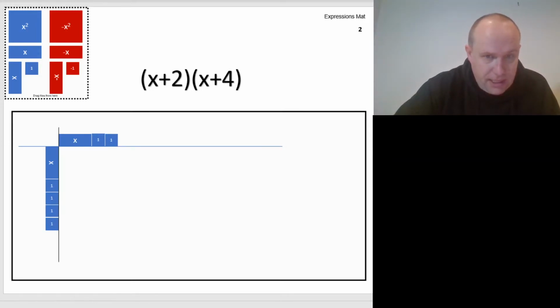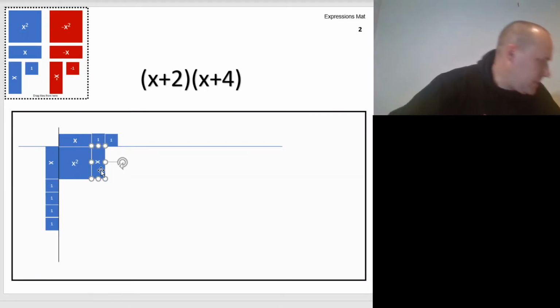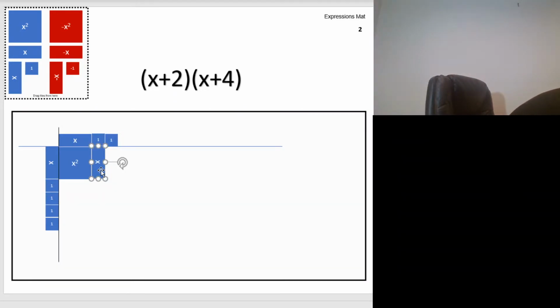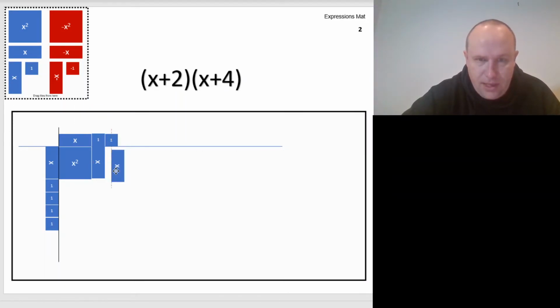Now, as I move on to my second question, x plus 2 times x plus 4, I've got my x at the top here, and I've got my 2 little 1s. Down the side here, I've got my x, and I've got my 4 little 1s. And then I'm going to try and do the same sort of thing. I'm going to put in my big squares at the top corner there, and then I'm going to fill in my rectangles.